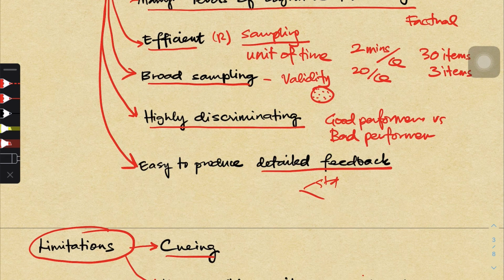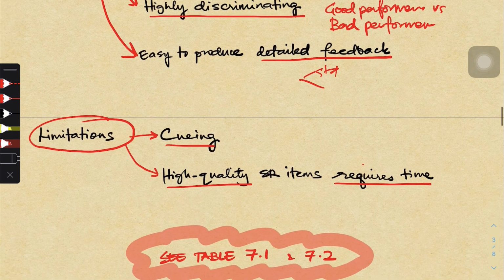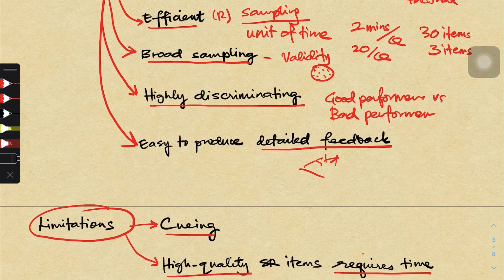And for this section, you might want to look at table 7.1 and 7.2, which are very good summaries. 7.1 shows you the strengths and limitations of constructed response and selected response item formats. They summarize what we discussed just now. And 7.2 gives you examples of CR and SR items. Okay, so that's the discussion regarding SR items.